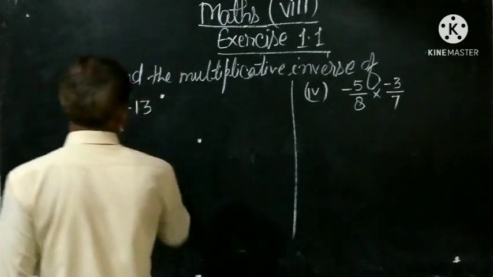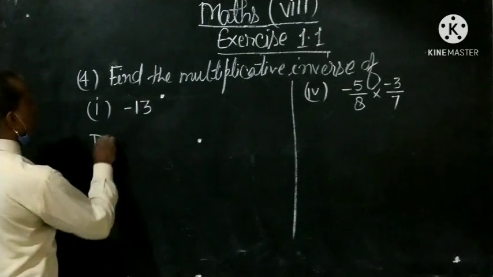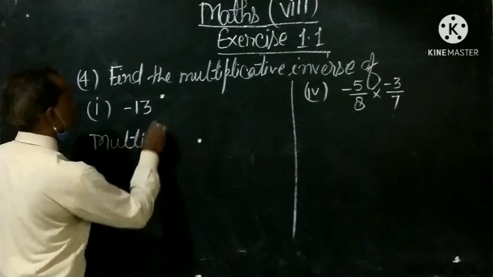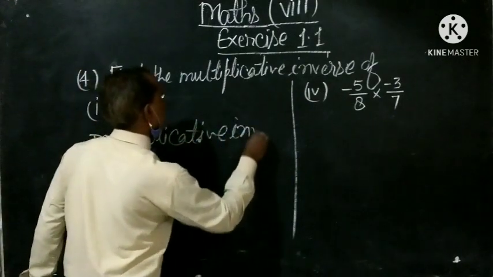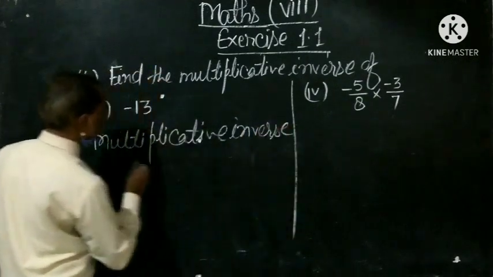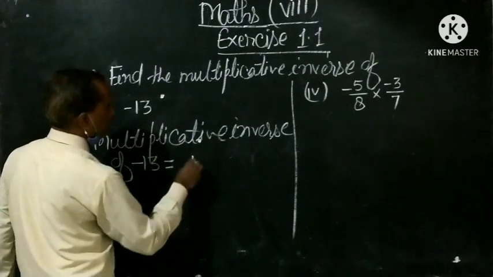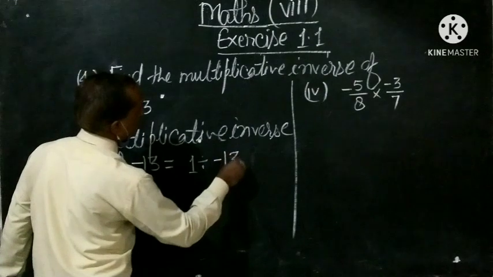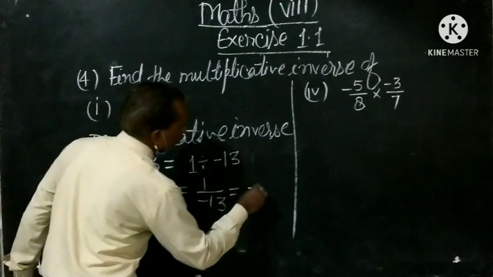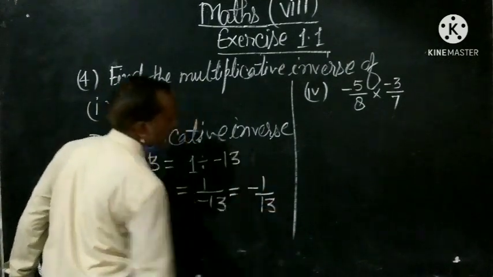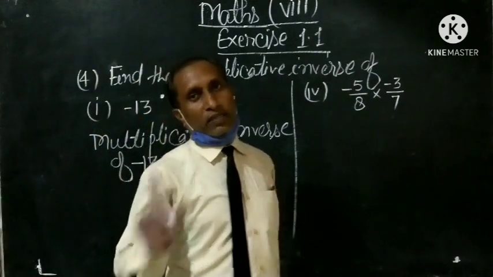Like here, find the multiplicative inverse of minus 13. Multiplicative inverse of minus 13 is equal to 1 divided by minus 13. You get 1 upon minus 13, that is equal to minus 1 upon 13.